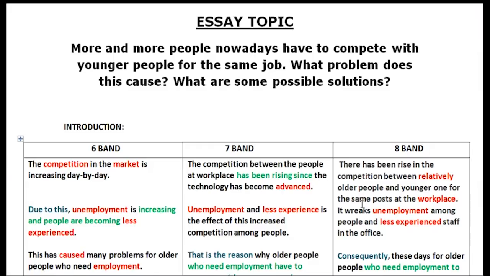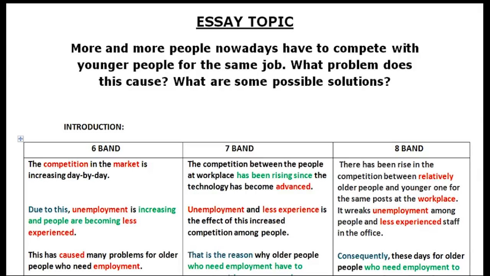See, I have chosen one essay that is more and more people nowadays have to compete with younger people for the same job. What problem does this cause? What are some possible solutions? See, now before writing, keep the enabling skills in the mind that where I have to put focus more. Like, I have to do the justice with task achievement, usage of simple and complex sentences, vocabulary, and most important is cohesion must be there, means a story must be there.